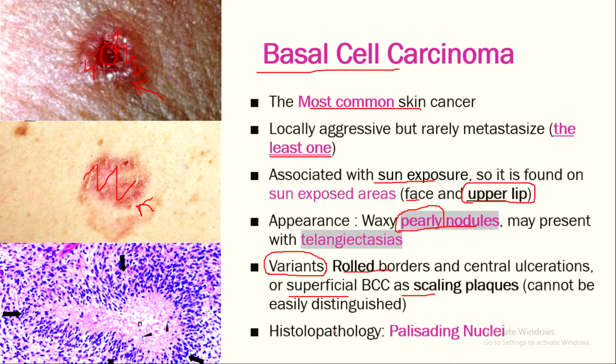And the last thing to talk about is the histopathology for basal cell carcinoma, which is the palisading nuclei. They are nuclei that line up beside each other. Now, to understand this, imagine we are talking here about a keratinocyte. Normally you would find the nucleus in the center, but in the case of basal cell carcinoma, you find it at the edge of the keratinocyte, just this way.